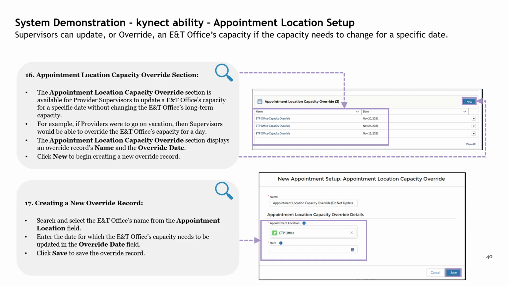To create a new override record, search and select the ENT office's name from the appointment location field. Enter the date for which the ENT office's capacity needs to be updated in the override date field. Click Save to save the override record.